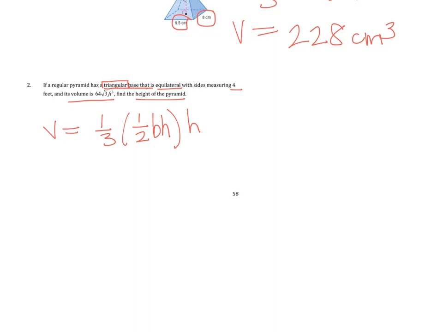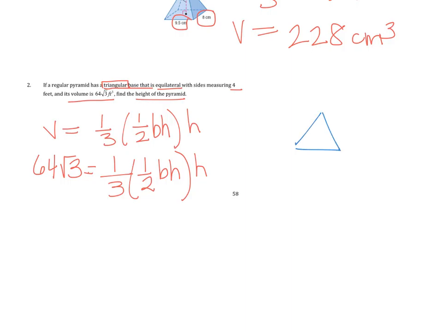So now we can fill in some more information. We have 64 radical 3 for the volume, 1/3 times 1/2 base times height of the triangular base times the height of the pyramid. Now this is kind of hard to see, to draw, so I'm going to try to draw a picture to the best of my ability.